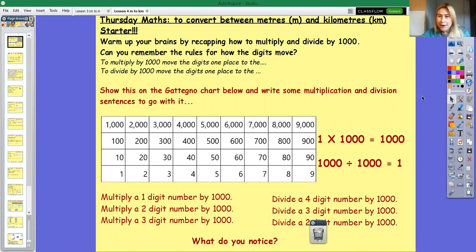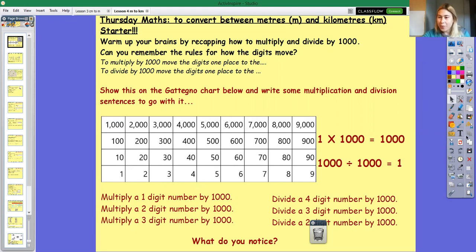We've not got a flip chart or a PowerPoint today, so we're just going to look at the pages on the PDF. Pause the video and see if you can have a go at looking at the Gattegno chart and thinking about how to multiply and divide by 1,000. Where do the digits go and what sentences can you write? Okay, so pause the video now.